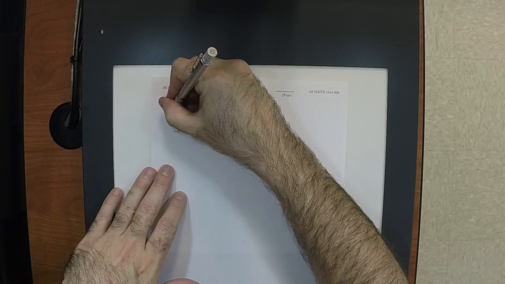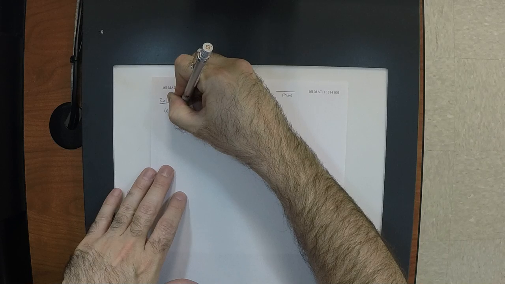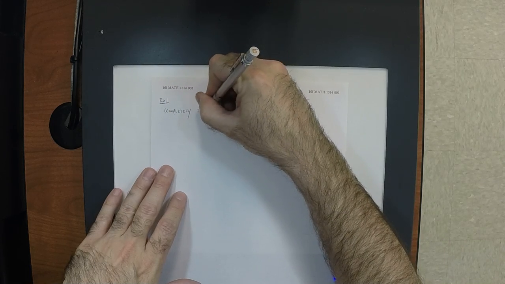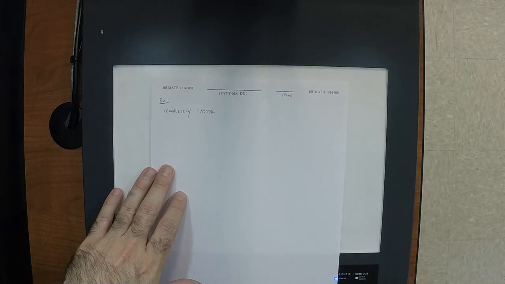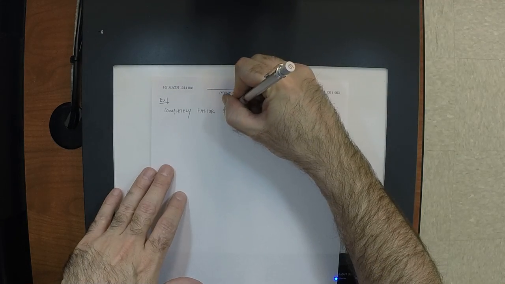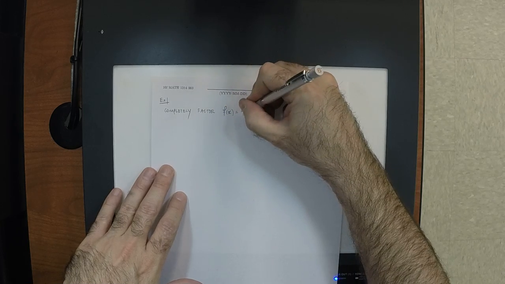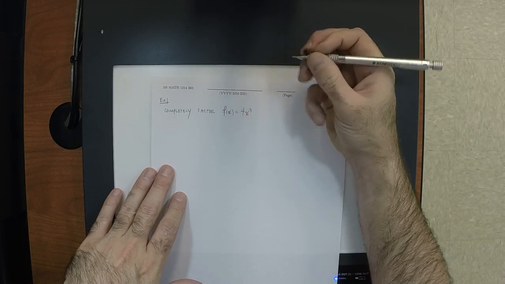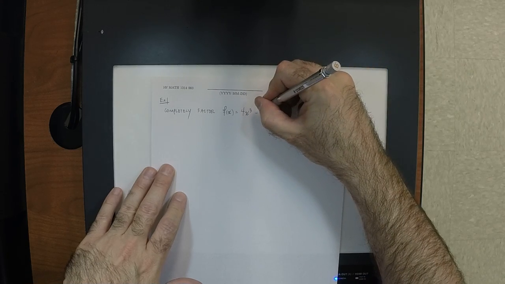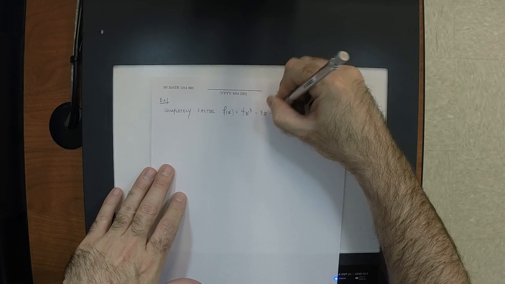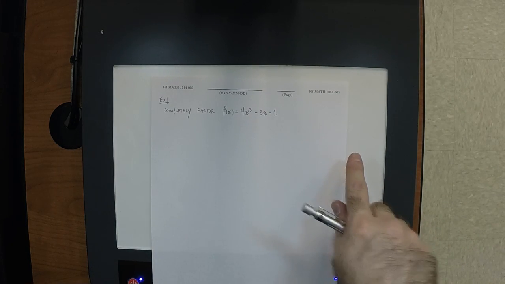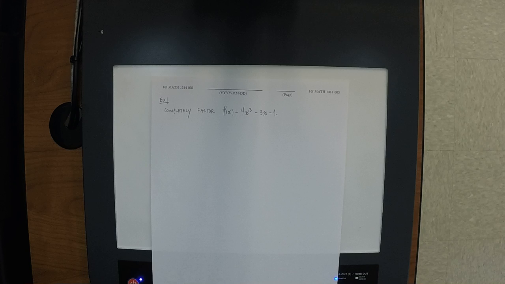So completely factor 4x cubed, f of x is 4x cubed, minus 3x minus 1. And on the first exercise I went on to say given that blah blah blah, but now I'm not saying that.